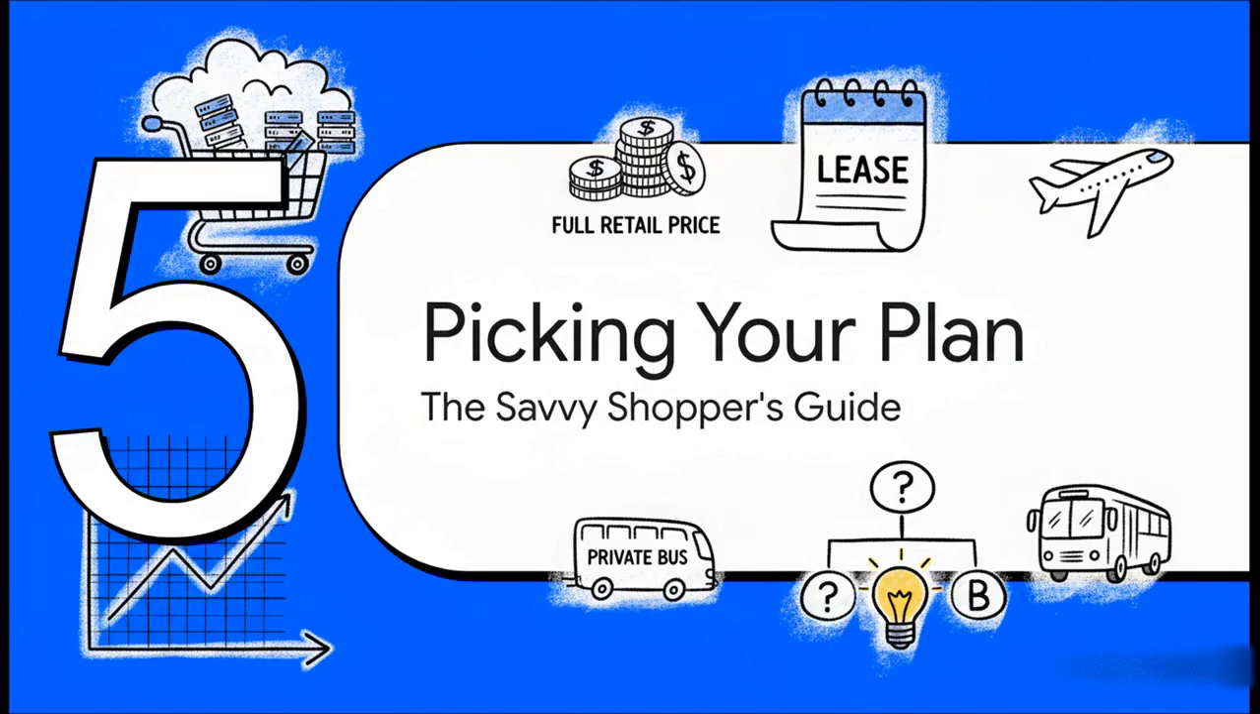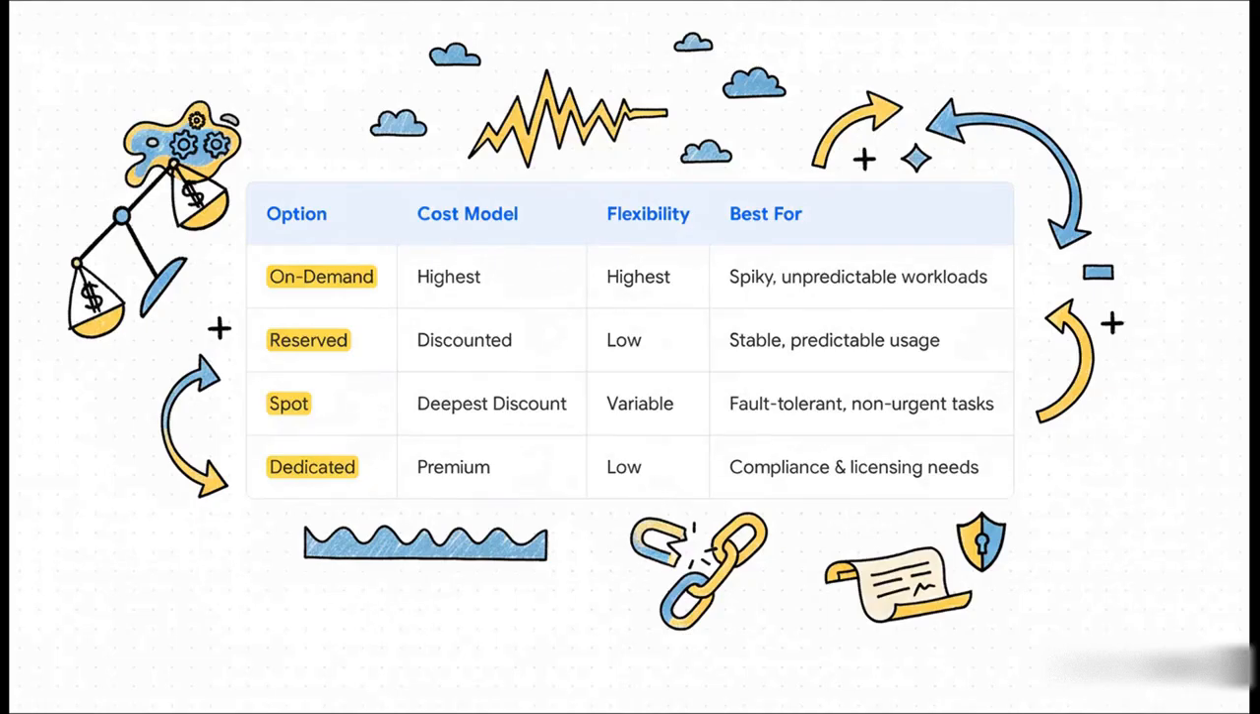So we've covered the retail price, the long-term lease, the standby flight, and the private bus. With all these different ways to pay, how in the world do you choose the right one for what you're doing? Well, here's the absolute most crucial point. You have to match the purchasing model to your specific workload. There is no single best option. It's always a trade-off between cost and flexibility. And as you can see, each model has a very clear sweet spot.